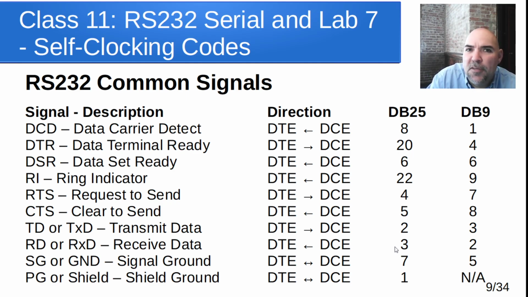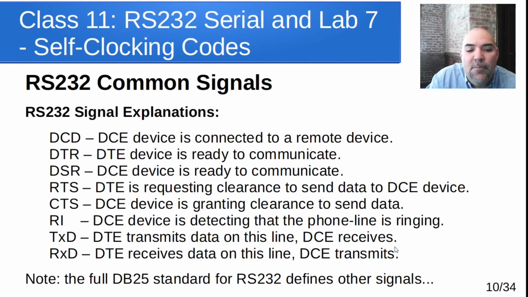There are also synchronous communication lines that are defined for the DB25 standard connector, some of which are implemented and some of which are not, depending on the system. But note that these are the ones that are most likely that you'll encounter on the primary communication interface.